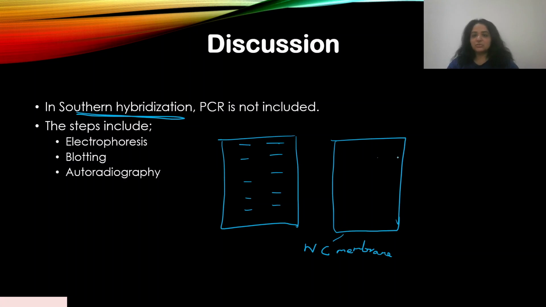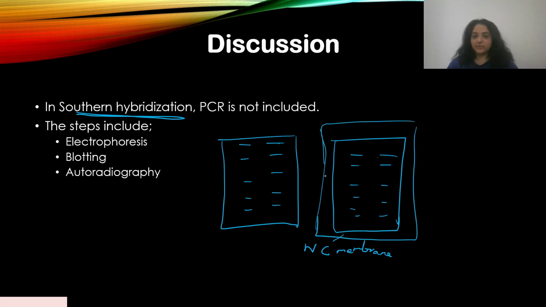transfer this onto the nitrocellulose membrane. Once that is done, you place this nitrocellulose membrane in a solution and put probes in it. That's autoradiography. They are radioactively labeled, and they will stick to the corresponding DNA fragments. So when you place this under an X-ray film, you can see where those probes have attached, which particular DNA fragment. So then you can identify.